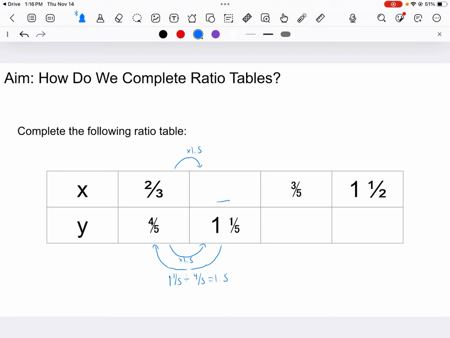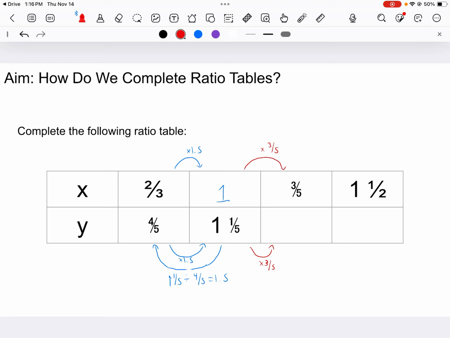And when I do that, I get 1. Since I have 1 now, that makes my tables a lot easier to complete because I can do everything based off of the 1. I know 1 times 3/5 is equal to 3/5. So I'm going to multiply here by 3/5 as well too.